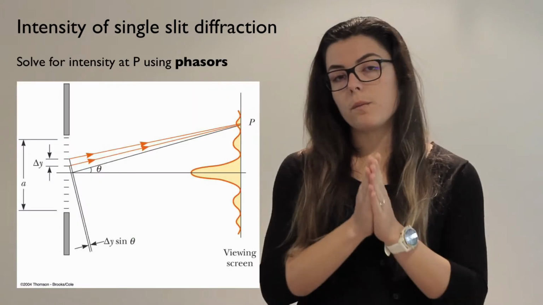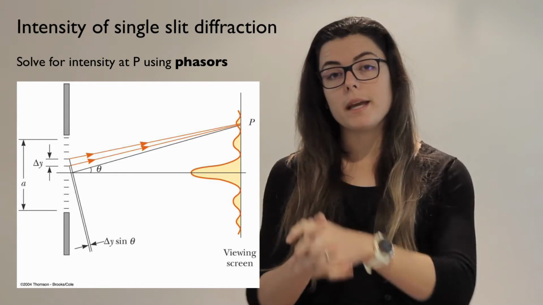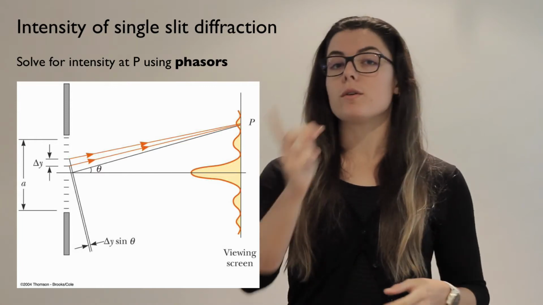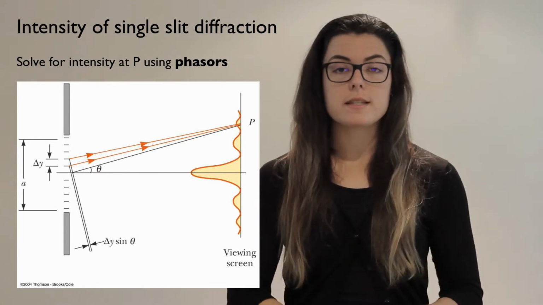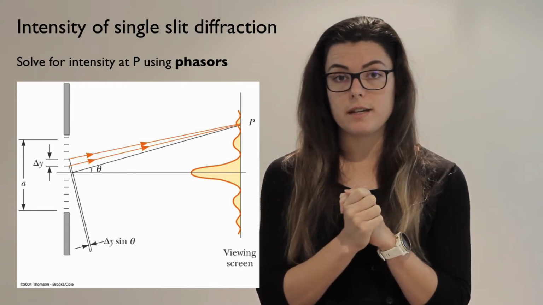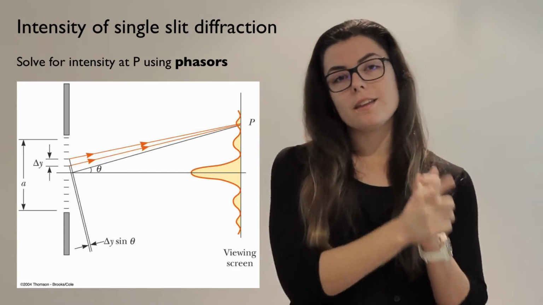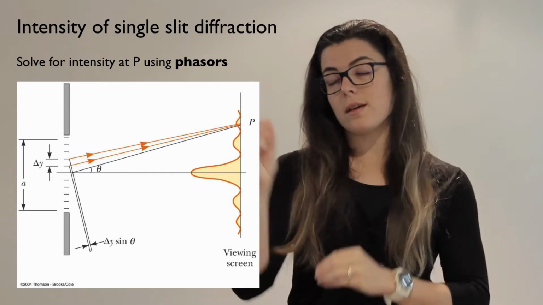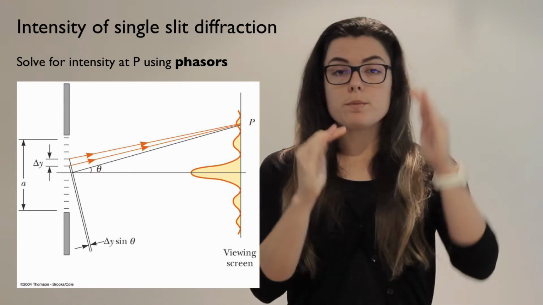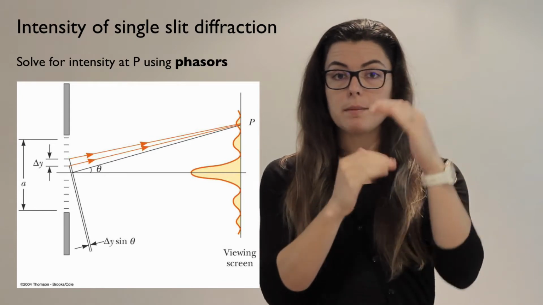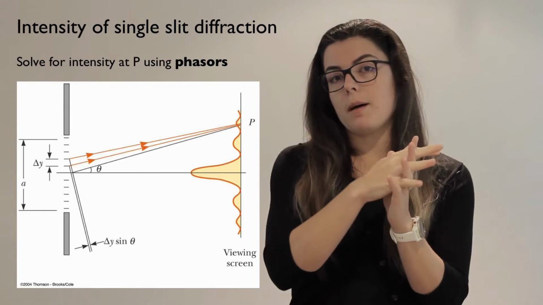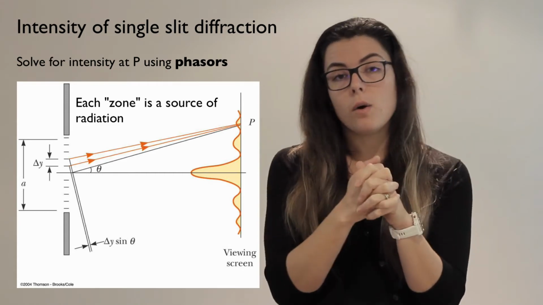And the way that we're going to work out the intensity at a point P on a viewing screen is we're going to be going back to phases. You'll remember that we've looked at phases previously. Now we're going to use them here to determine the intensity on the screen. The same way that we determined where the maxima and minima were going to be for a single slit diffraction pattern, we're going to break the slit up into many, many zones, and each zone is going to be the source of radiation, the source of Huygens wavelets.